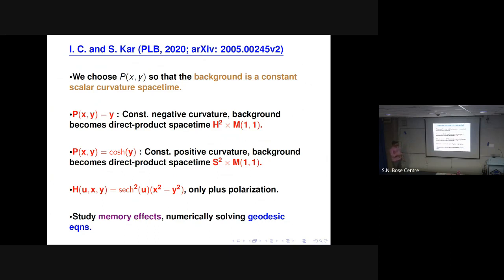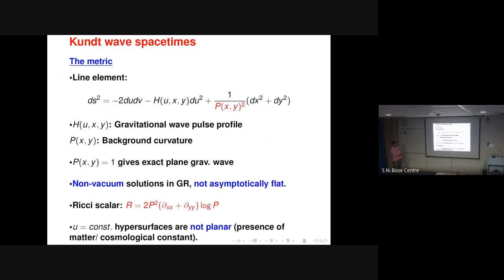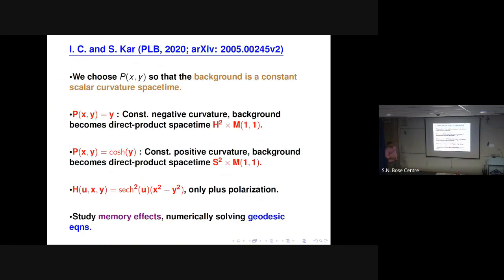What I mean is, you choose P like that and your background is like this, H2 times M11. What is H2? This hyperbolic space times M11. Why M11? Because if you remove this H, this M11 is this part, Minkowski in 1 plus 1 dimension. And this H2 comes from here. Right? Hyperbolic two space.